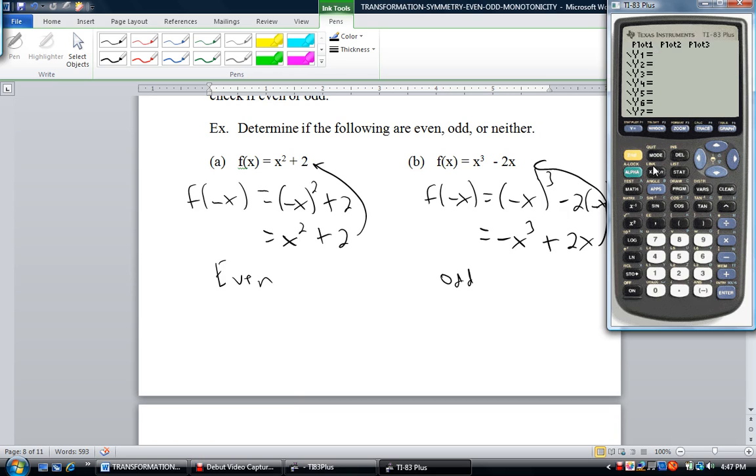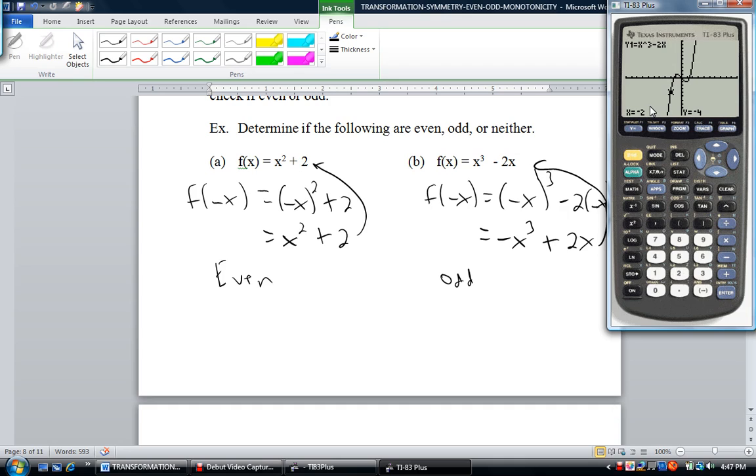To the next one. X to the third. Oh, my bad. It's a minus. Minus 2x. So I'm going to hit the trace key. Let's just hit 1. Enter. We get negative 1. Now I'm going to hit negative 1. And we get positive 1. Did you catch that? Let's hit 2. We get 4. This time I hit negative 2. And I got negative 4.